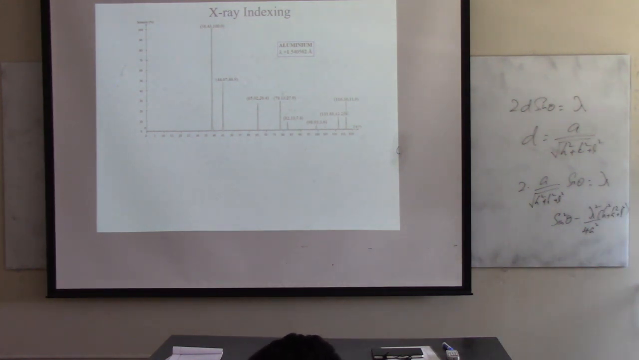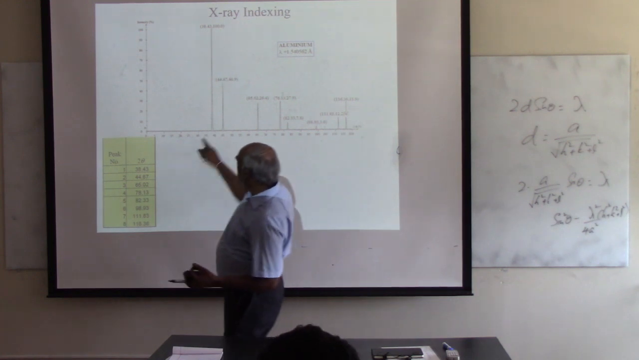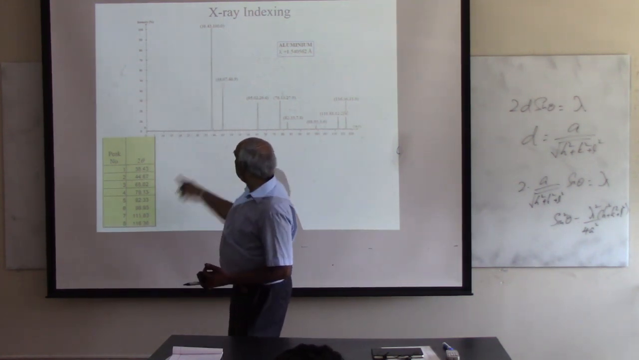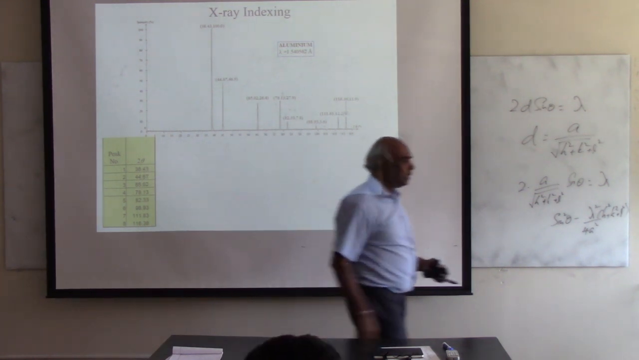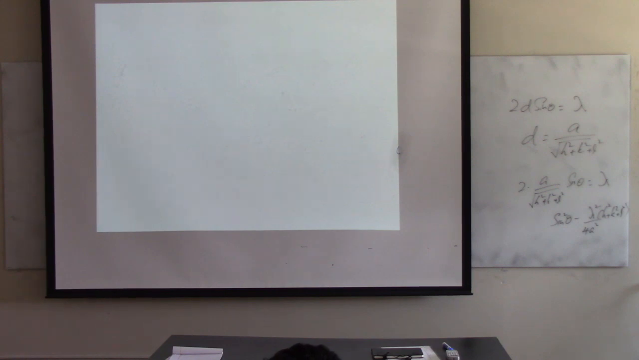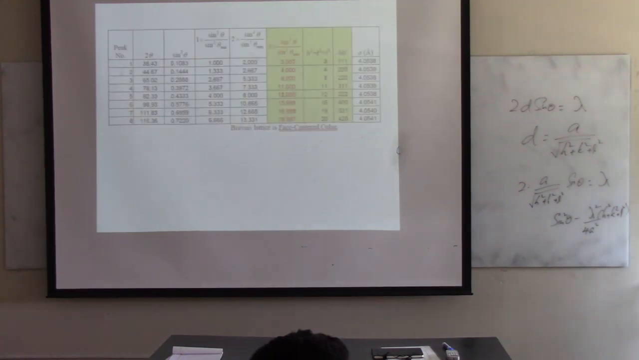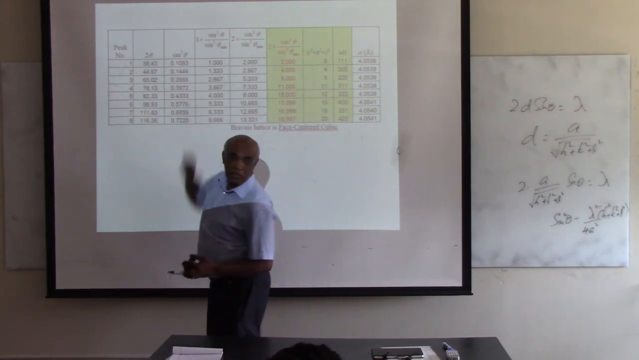So let me quickly show that one. I write down all my peaks. Peak 1 at 38.3, peak 2 at 44, and I just write down this one. Now I am going to calculate: this is 2 theta, then divide by 2, calculate sine squared, right?